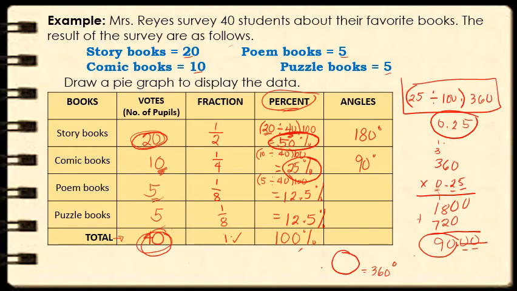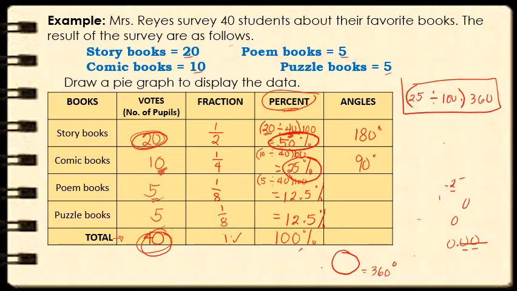Okay, next, para naman sa poem books. Okay? So, papaltan ko yung dahil ang aking naging sagot kanina sa percent ay 12.5%. Itong 25 dito, papalitan ko ng 12.5. So, erasing ko siya.